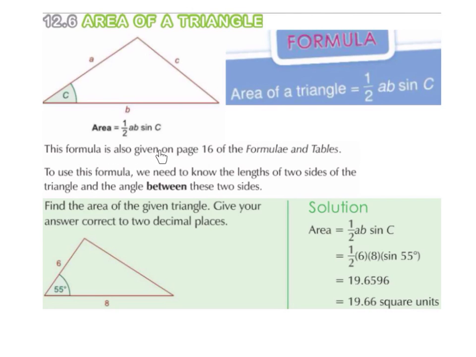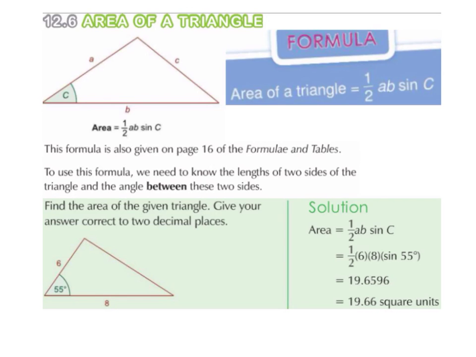This formula is also given on page 16 of the formula tables, so you don't have to learn it off by heart. Now it's very important to note that to use this formula, we need to know the lengths of the two sides of the triangle and the angle between these two sides. So we need to know the angle and the lengths of the two sides that are either side of the angle.